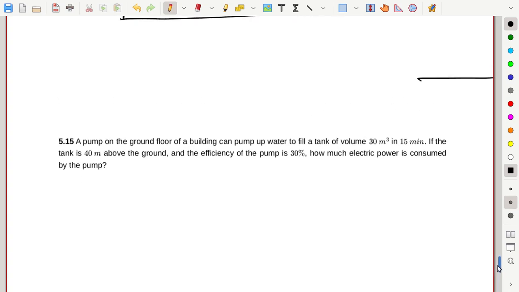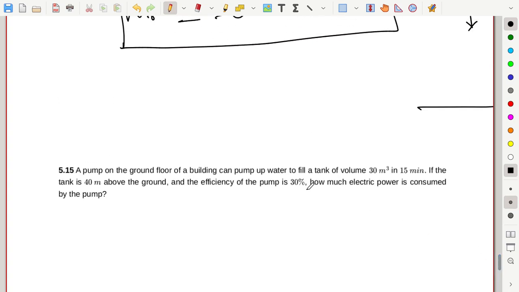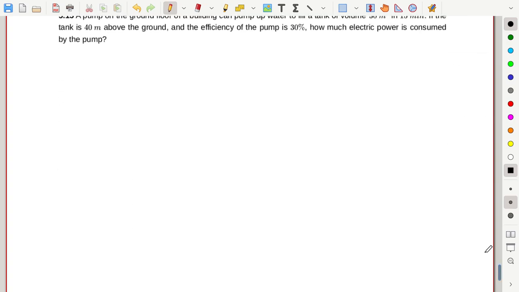This is exercise 5.15. The problem statement is as follows: a pump on the ground floor of a building can pump water to fill a tank of volume 30 meter cube in 15 minutes. If the tank is 40 meters above the ground, and the efficiency of the pump is 30%, how much electric power is consumed by the pump?